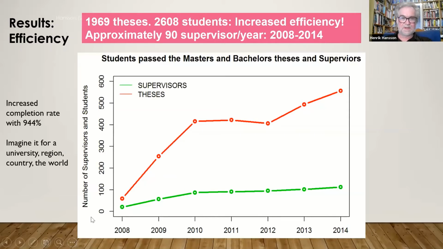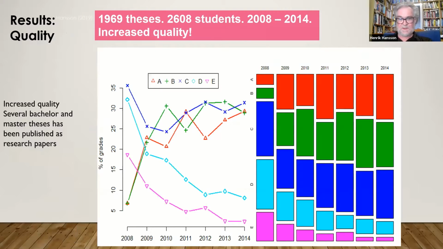Here is some data: in 2008, we had 57 low quality theses completed. In 2014, we have 559 high quality theses completed. That is an increase of 944%. And it's a number of theses, this is published in the study. And this is the quality. We had A and B on the Bologna scale, excellent here, very few, and a lot of low quality. But we increased the quality and have very little low quality now.